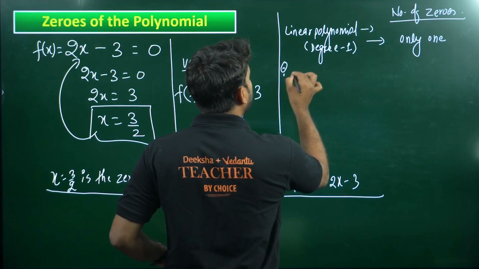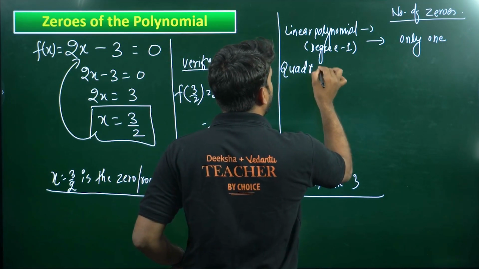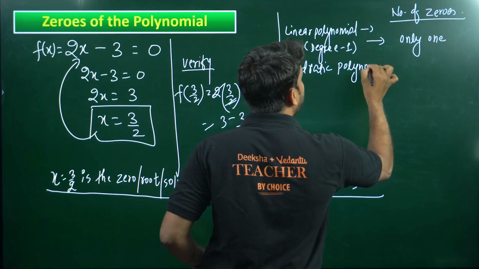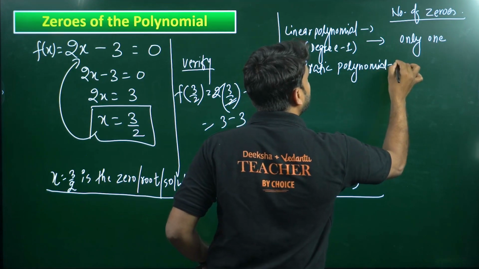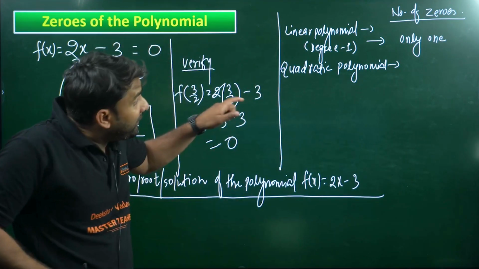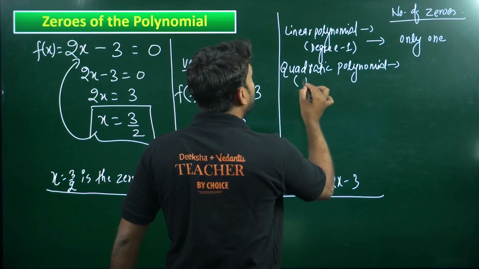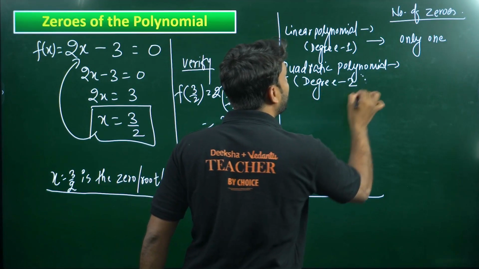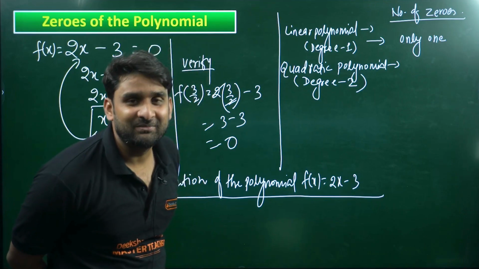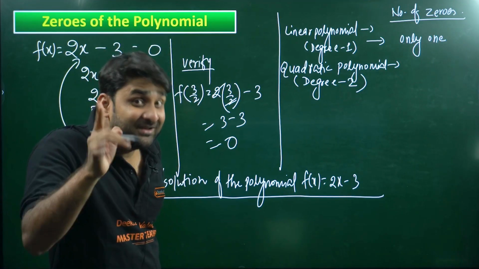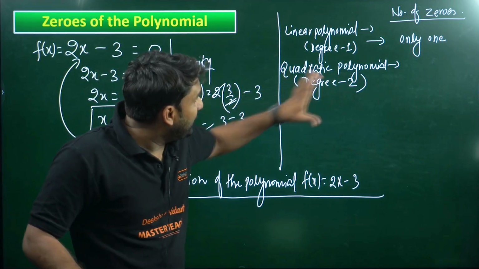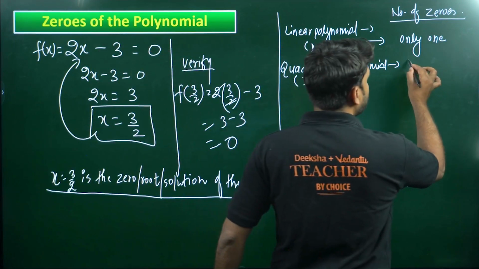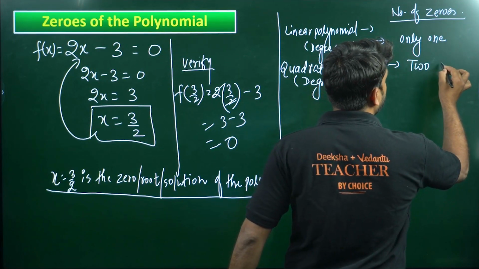Similarly, if we deal with quadratic polynomial, what is the degree in quadratic polynomial, champion? I have just taught you in the previous slide. Quadratic polynomial, the degree is 2. The highest power of x is 2. And if the highest power of x is 2, how many zeros will be there? I have told you, degree decides the number of zeros. So if the degree is 2, there will be 2 zeros.